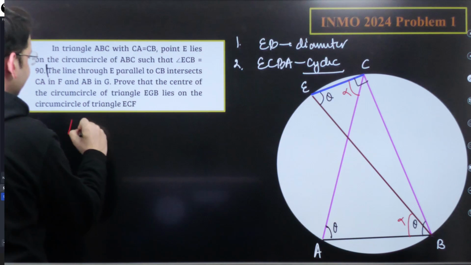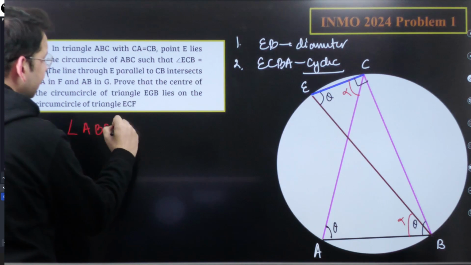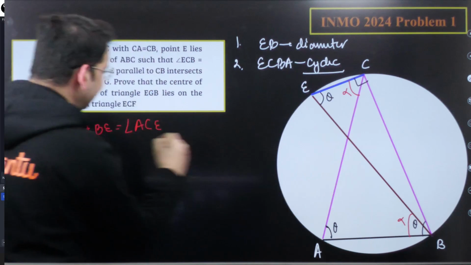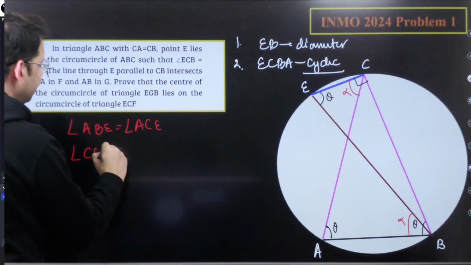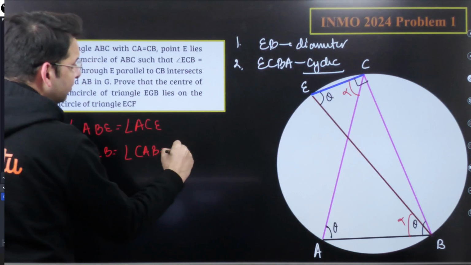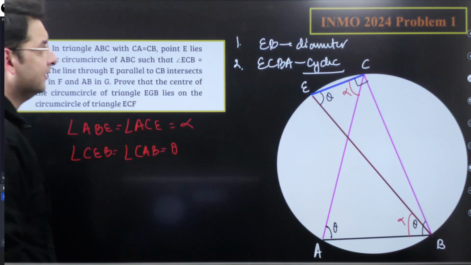So basically angle ABE is equal to angle ACE. Angle CEB is equal to angle CAB. Both are equal to theta, both are equal to alpha.